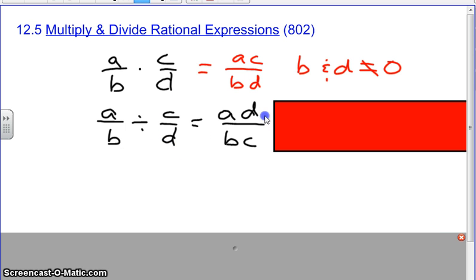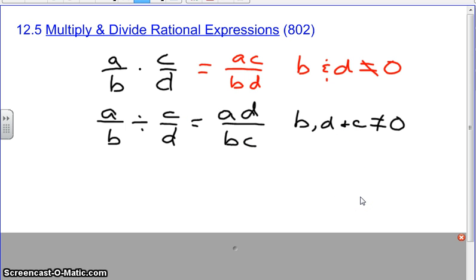It now becomes a numerator. C is now in the denominator. It may not equal 0. So B, D, and C all may not equal 0. You may end up with excluded values in any of these areas. The two denominators of the original, and then this numerator, which becomes a denominator.